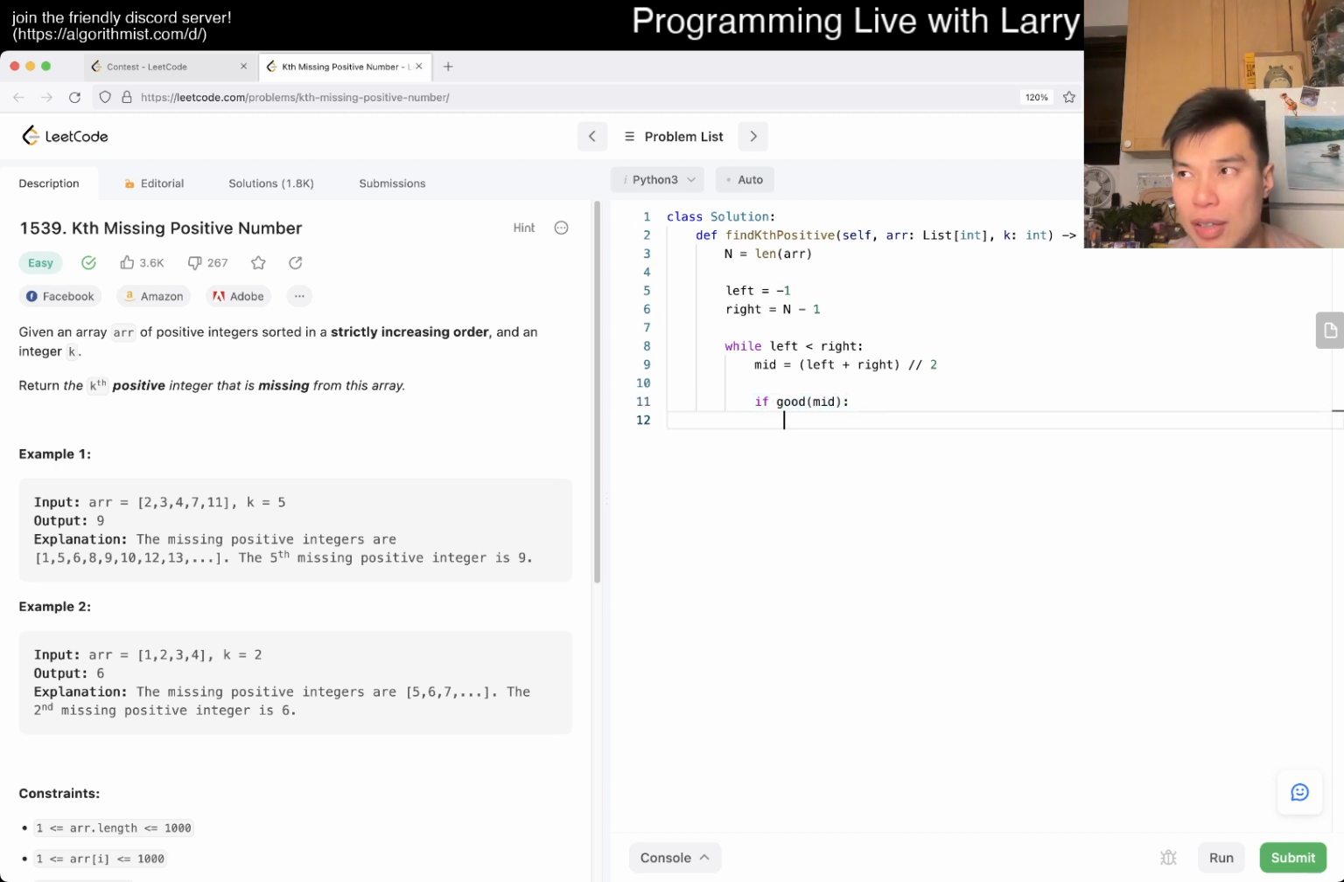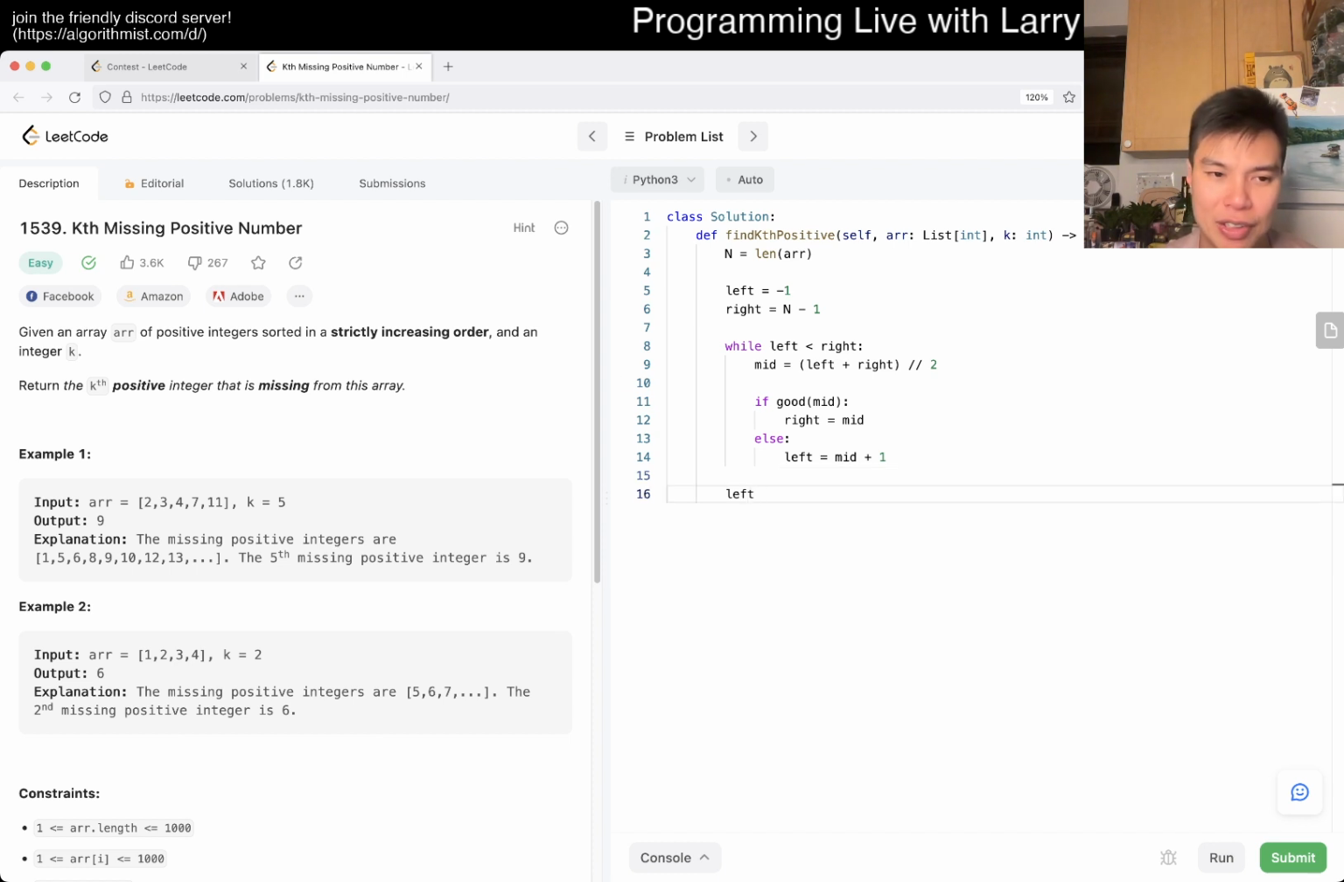If it's k or less, then mid is a good candidate, so then we want to go to the left, so we set right to the mid, and else left is equal to mid plus 1, right? And that's not it. Oh, that's not the end of it.